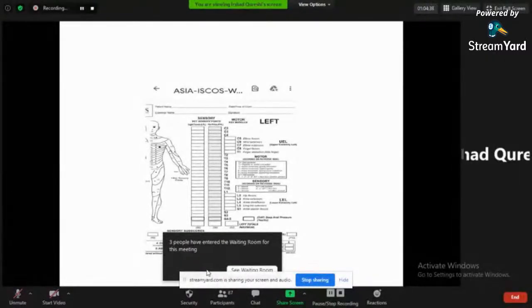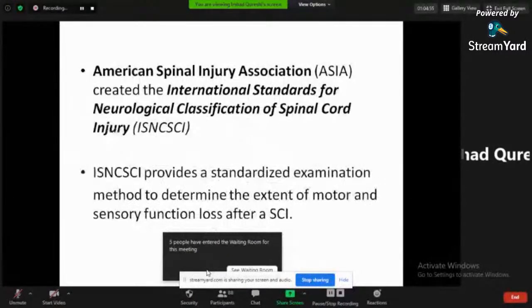Why? Because this is very simple, easy to understand, easy to make use of, doesn't consume a lot of time, and has lots of advantages if you assess a patient having a spinal cord injury. So this is something like a signature of spinal cord injury. ASIA, or American Spinal Injury Association, created the International Standards for Neurological Classification of Spinal Cord Injury, that is ISNCSCI. And this provides a standardized examination method to determine the extent of motor and sensory function lost after the spinal cord injury.